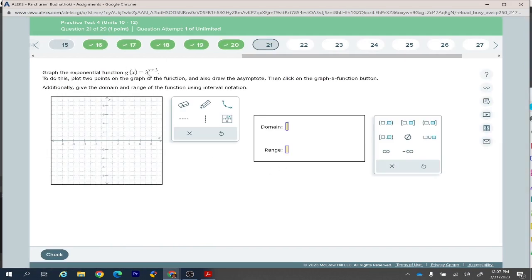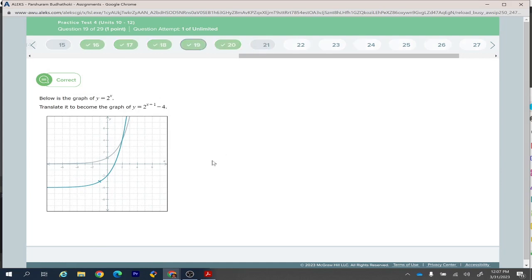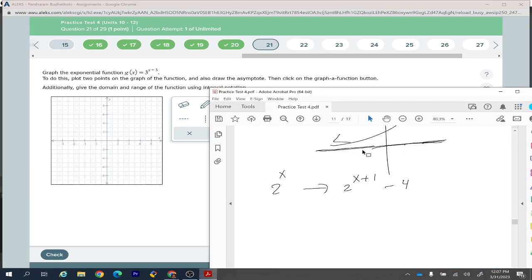This is the graph of an exponential function like the way we did for problem number 19. It's exactly the same thing, but with a horizontal shift to the left. Okay, find the domain. Domain is all real numbers. Find the range. The range is above the asymptote. You know the asymptote is y equal to 0. So the range would be from 0 to infinity.